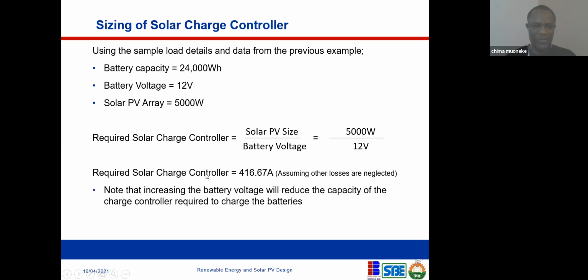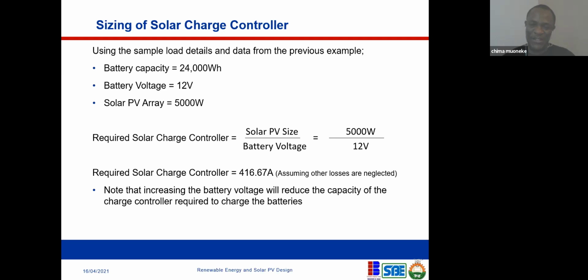You have to know that increasing the battery voltage will reduce the capacity of the charge controller required to charge the battery. I've seen projects where they use 2 volt batteries, and the idea is pretty simple. Remember that power is equal to voltage times current. So if you reduce your voltage, you are actually increasing your current. Those kinds of people actually want more amperage, so they use those 2 volt batteries.